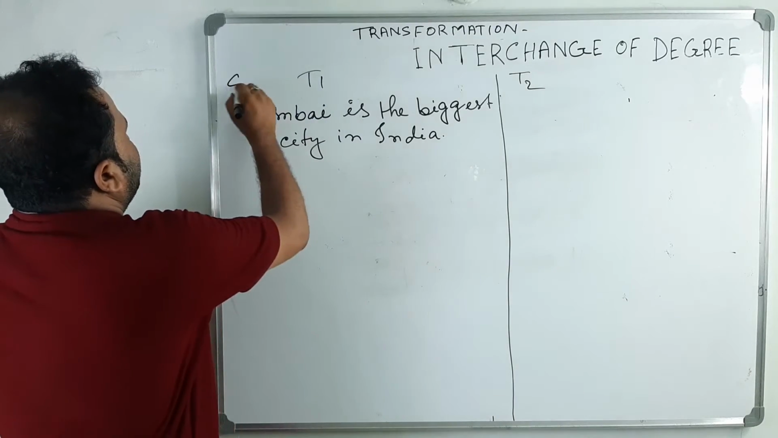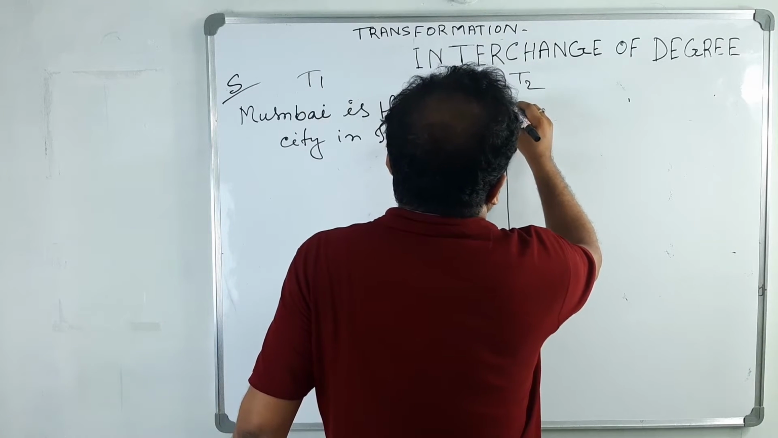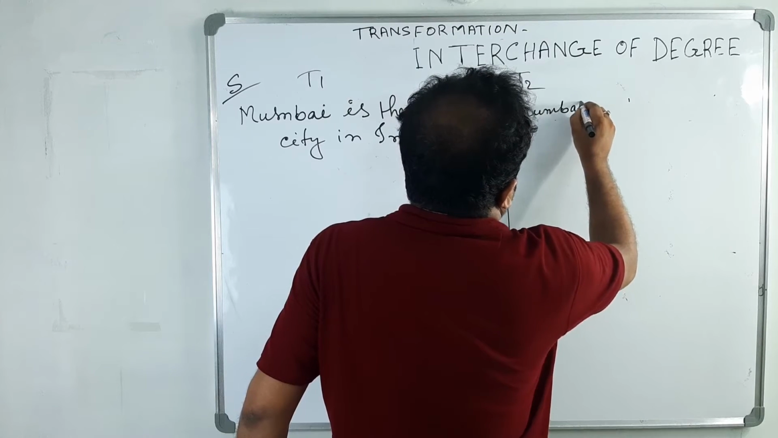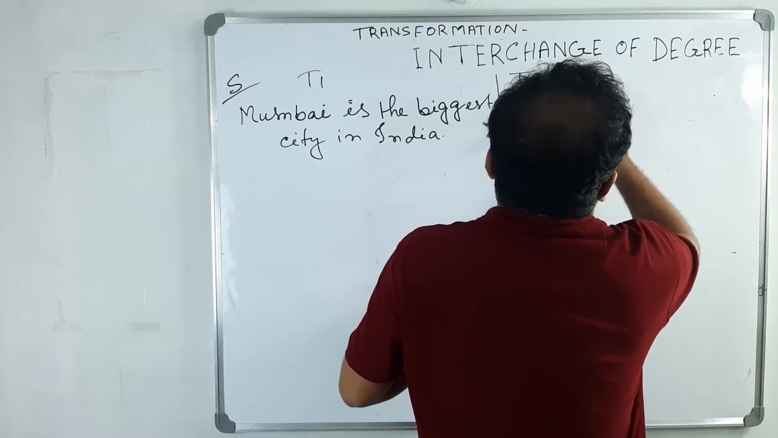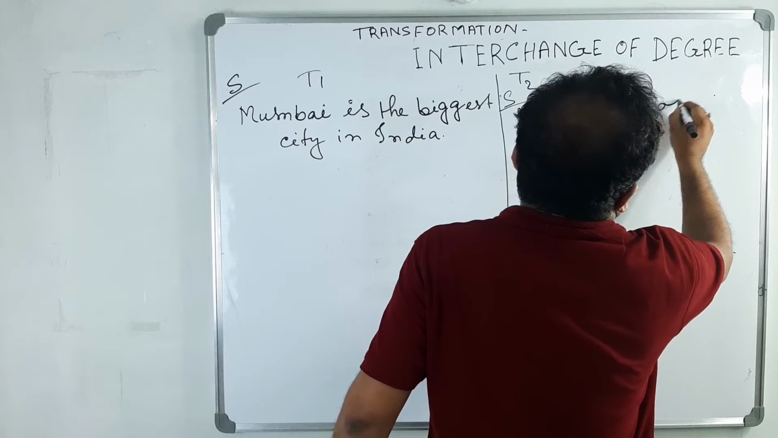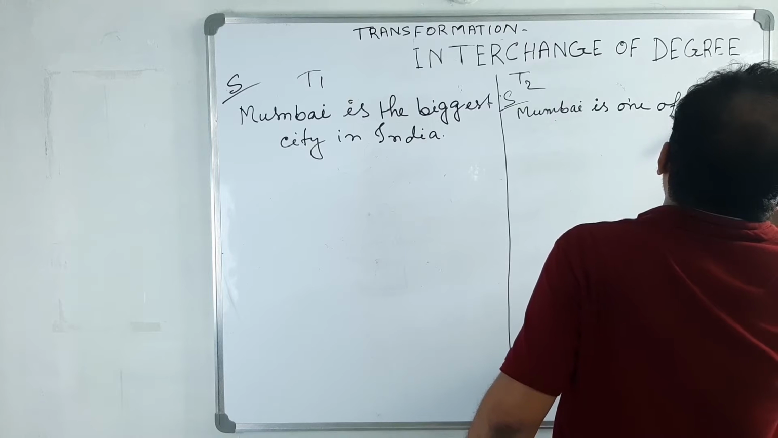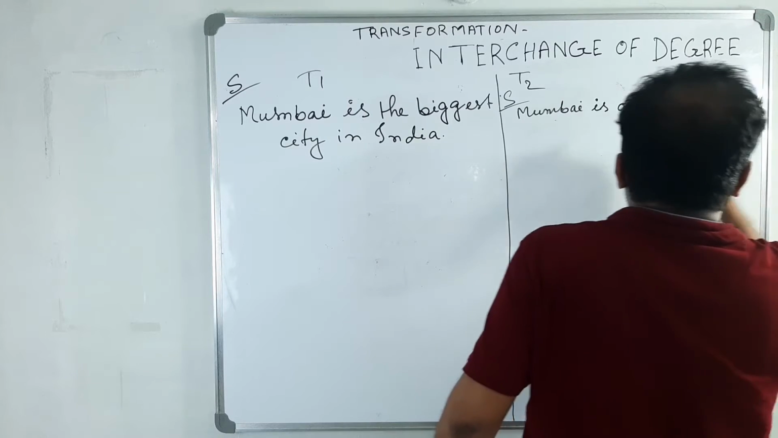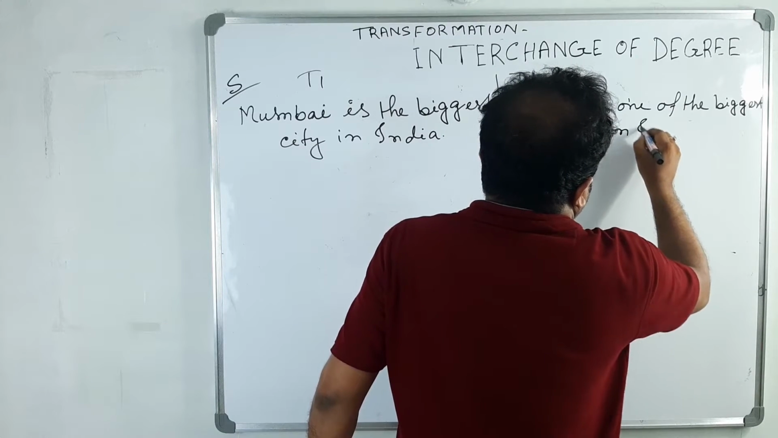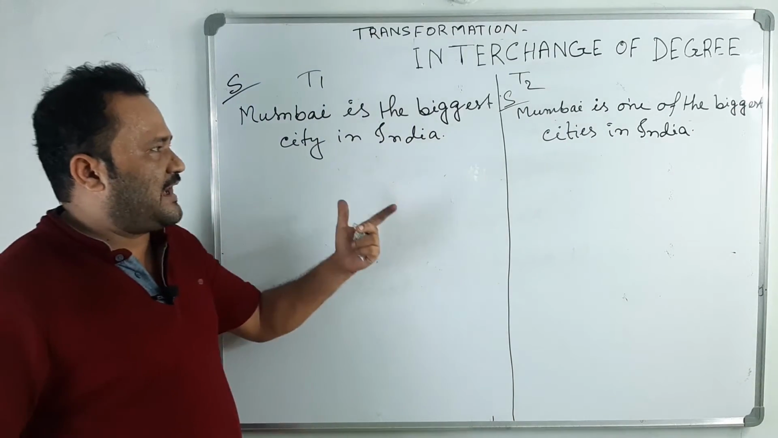This is a superlative sentence or superlative degree. Another is: Mumbai is one of the biggest cities in India. Now look at these two examples.